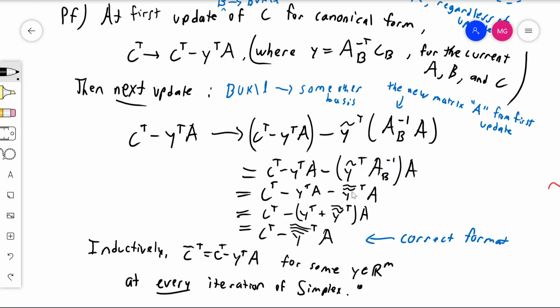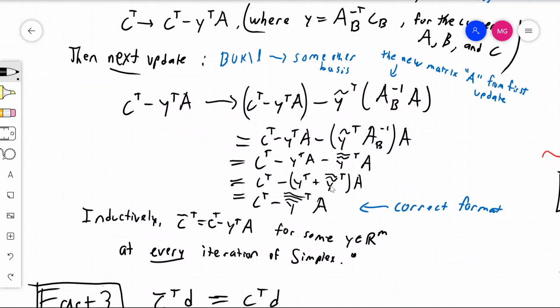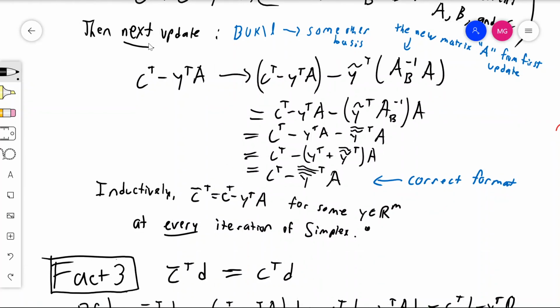That's some other vector y double tilde transpose times this matrix A. And then I just factor the A out. So it's C transpose minus Y transpose plus Y double tilde transpose A. And that's just some other vector that I'll call Y triple tilde transpose. So there you go: C transpose minus some vector times A. And I don't know what it is, but it doesn't matter. The point is that it's of the correct format. That's all we'll need, that it's of that format. And so that was for the next update.